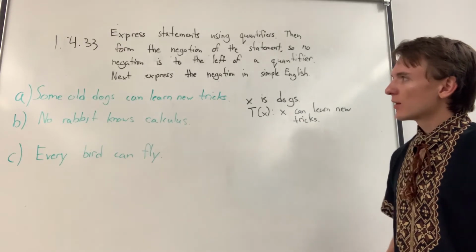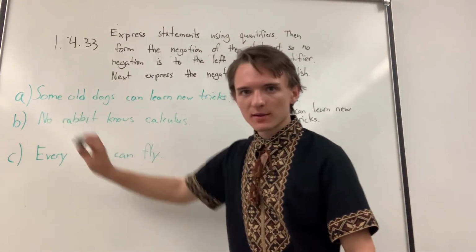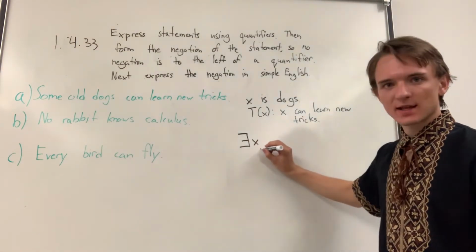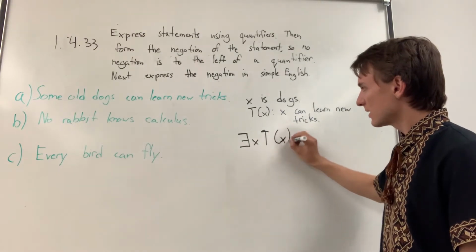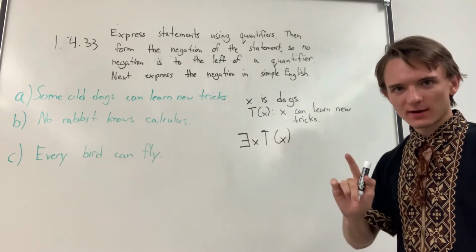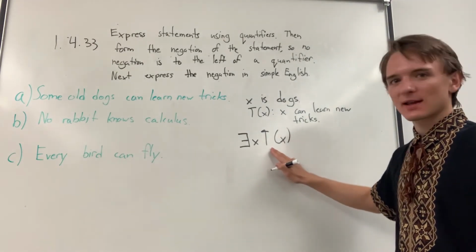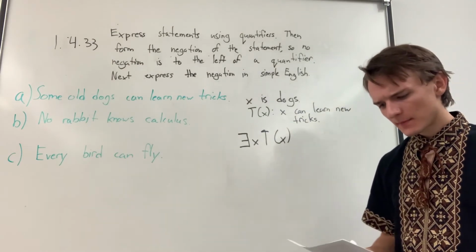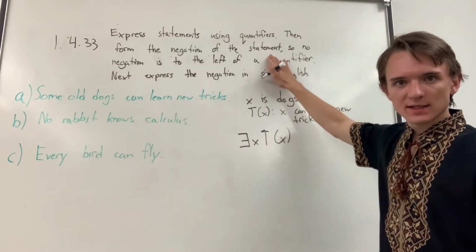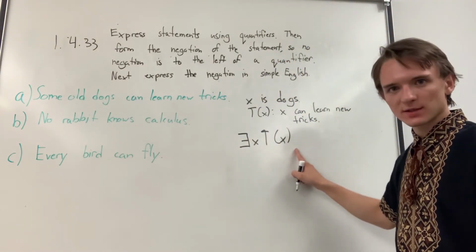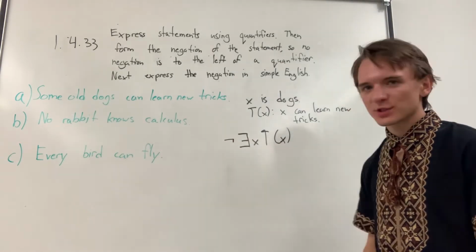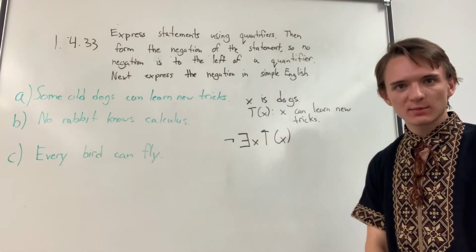Therefore, because we have the keyword some, right now we have the following. There exists an X such that T of X. There exists a dog, or there exist some dogs, there's at least one dog such that that dog can learn new tricks. Then it asks us to form the negation of that statement. What is the negation of this statement? Well, it would just be that very thing with the negation symbol in front.